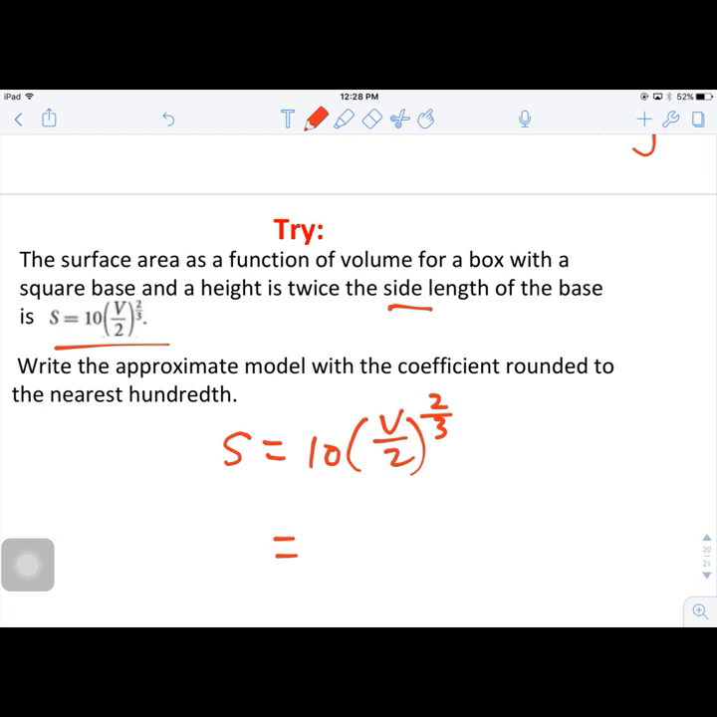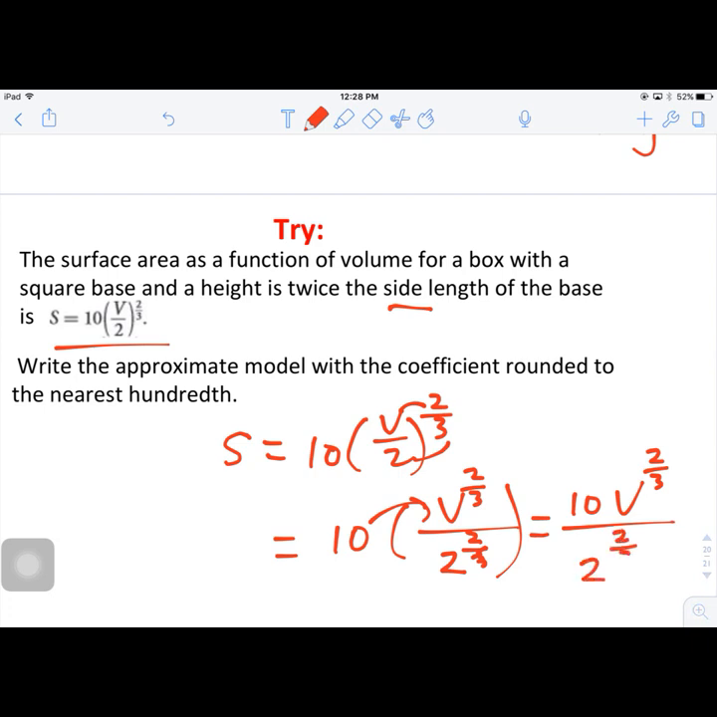So we should start by distributing that power 2/3 to top and bottom. So we will have 10 and then V to the 2/3 over 2 to the 2/3. And then I'm actually going to combine the 10 into the top. And we have 10 V to the 2/3 over 2 to the 2/3. So again, we want to isolate the variable V, so we're going to have to multiply all of this together.